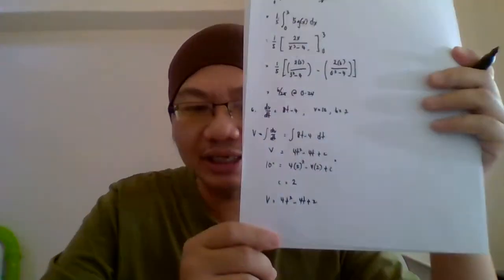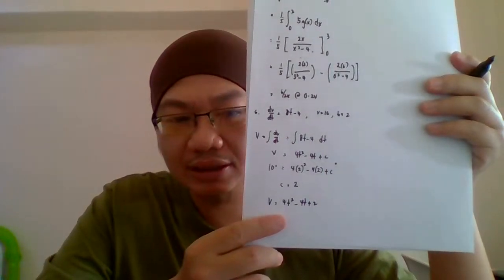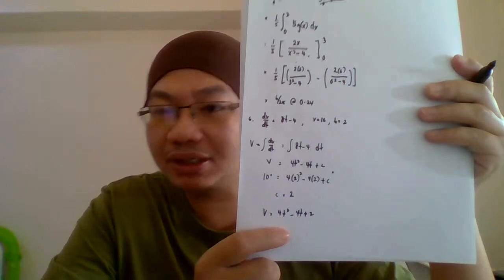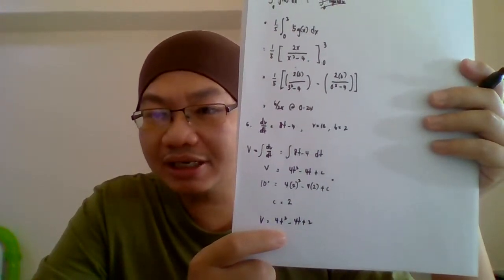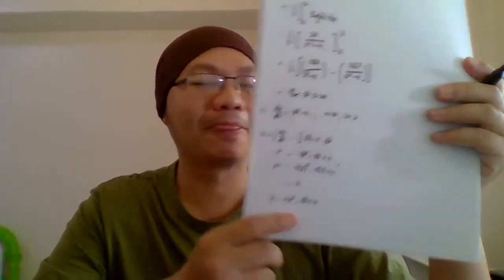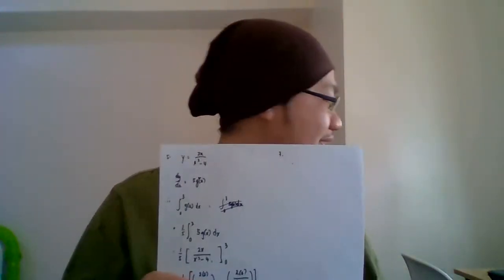Then we update the equation. So, v equals 4t squared minus 4t plus 2. Okay, this is our final answer. Just update the c equals 2 into the equation. Okay. So ramai sudah, 2 orang sudah dapat jawapan c equals 2. Alright, thank you. So, settle for question number 6.